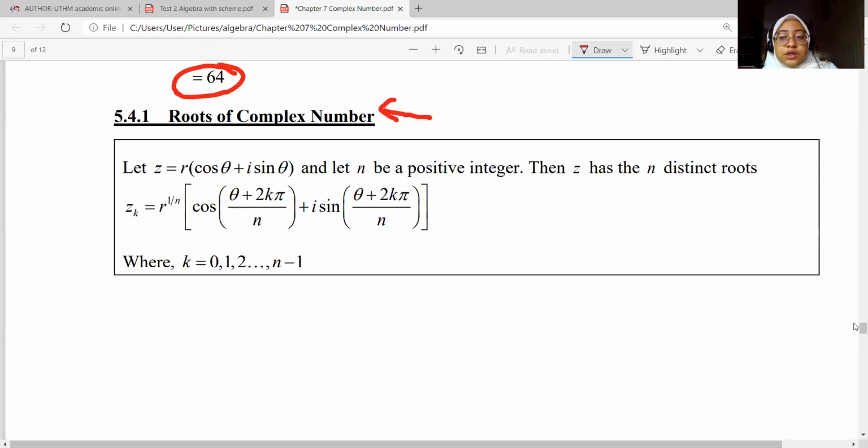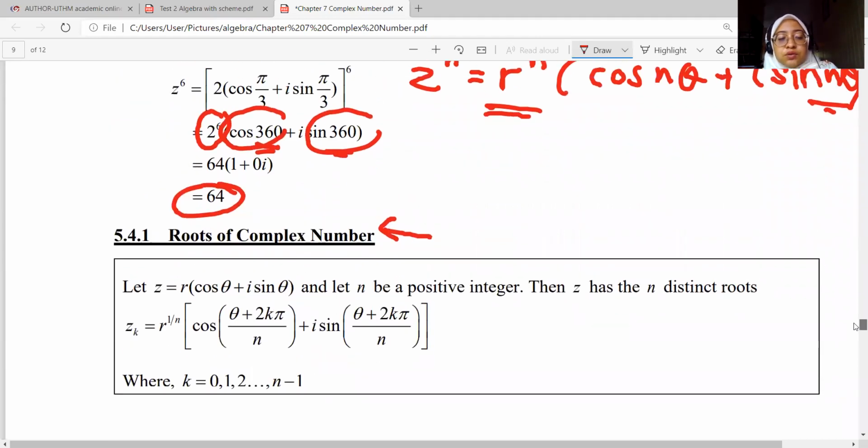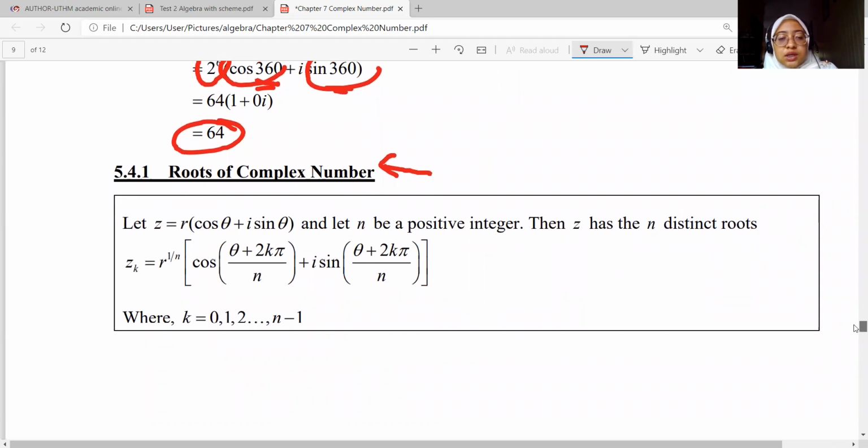Okay, saya nak ulang balik yang tadi pasal roots of complex number. Kita ada z equals to r times cos theta plus i sin theta, and let n be a positive integer, then z has n distinct roots. It gives you zk is equal to r over 1 over n. Okay, it should be like this.